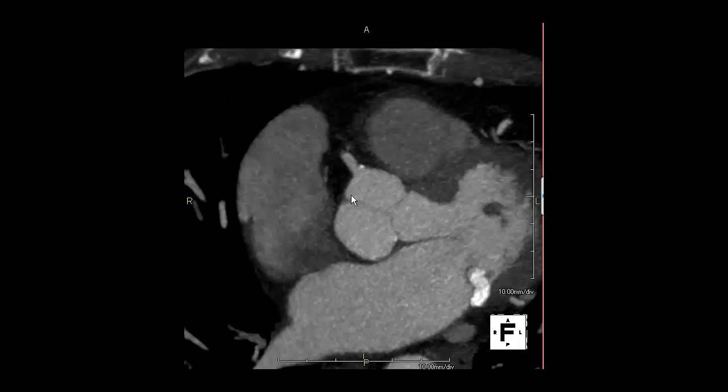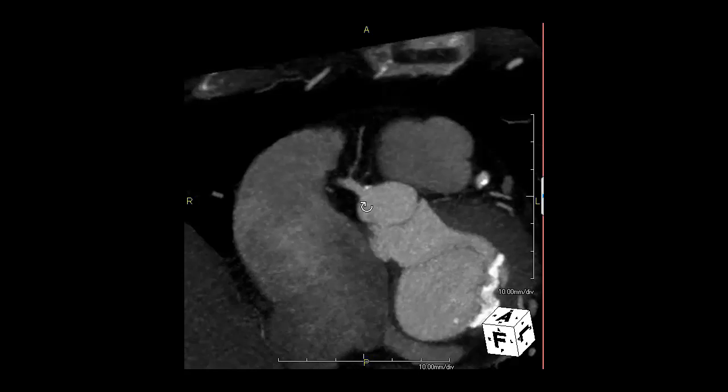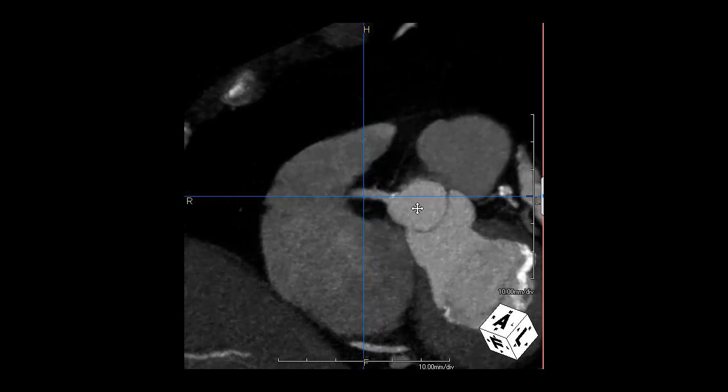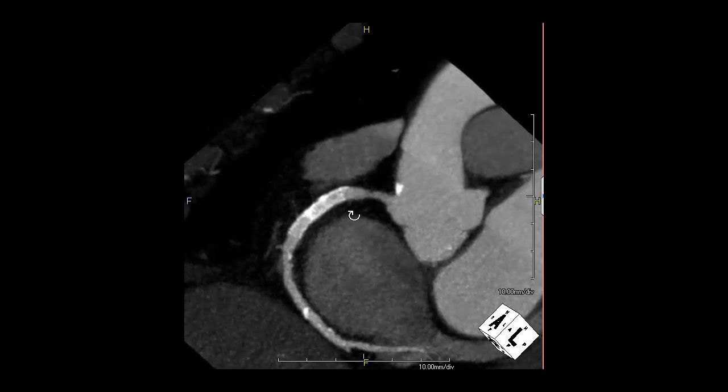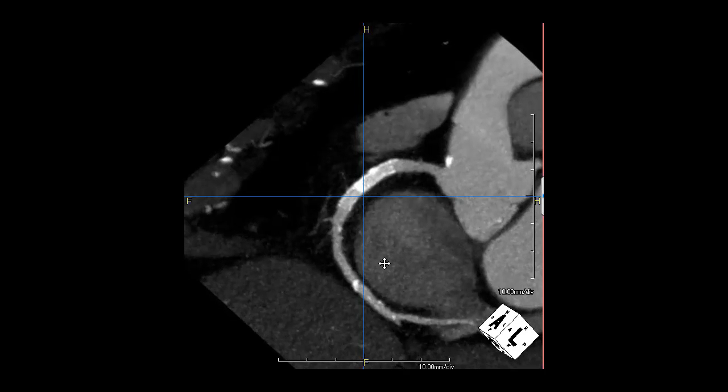We now turn to the right coronary artery. This is the ostium. There may be a suggestion of some mild plaque near the ostium, but if you rotate around, you can see that the ostium is clearly not compromised. So we proceed down the vessel. This is the stent that is very large and clearly patent.